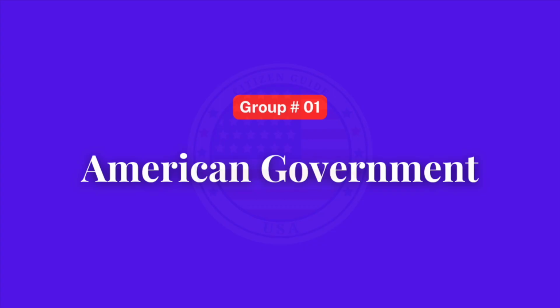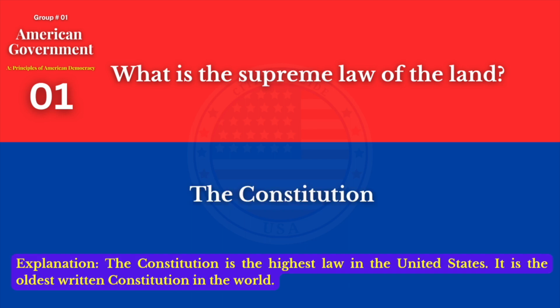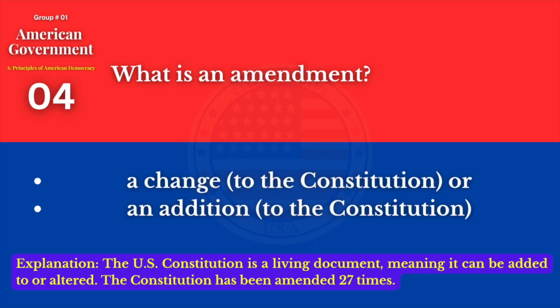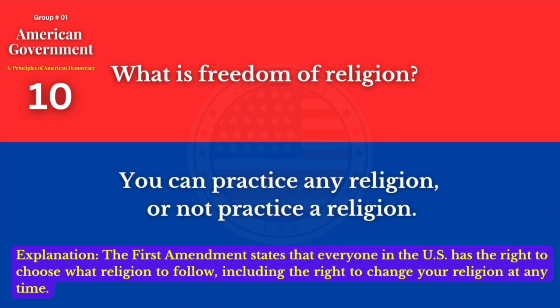Group 1. American government. What is the supreme law of the land? The Constitution. What is an amendment? A change to the Constitution. What is freedom of religion? You can practice any religion or not practice a religion.